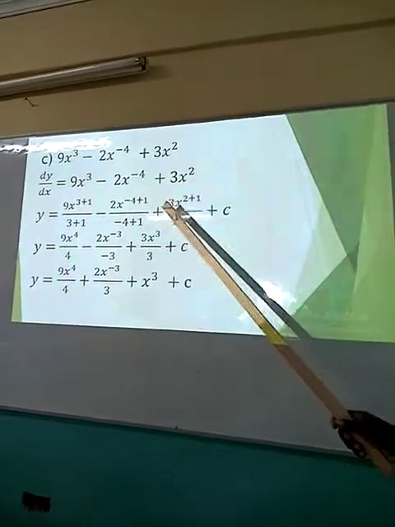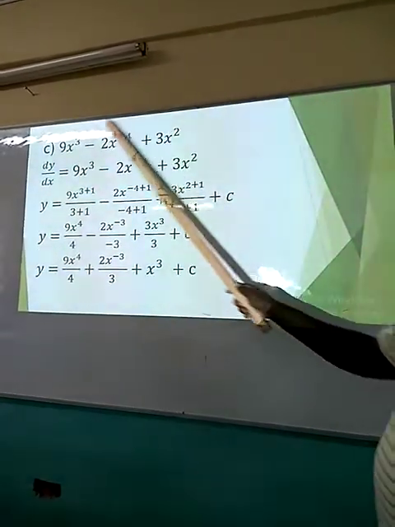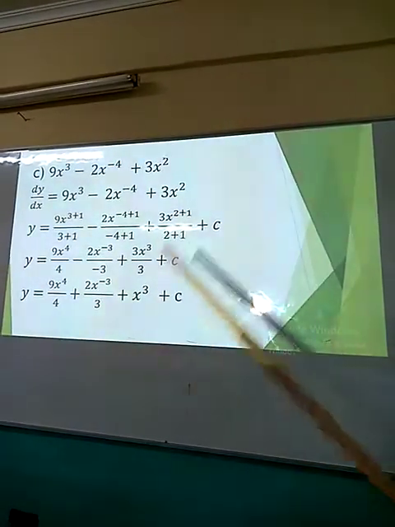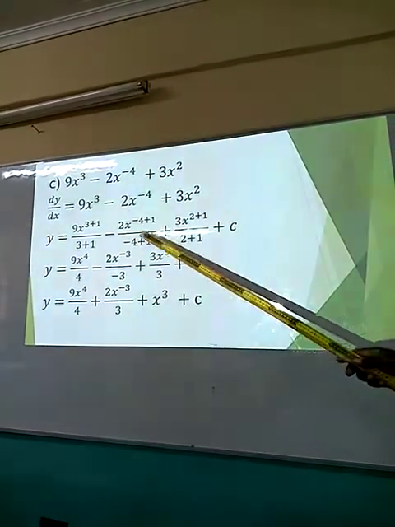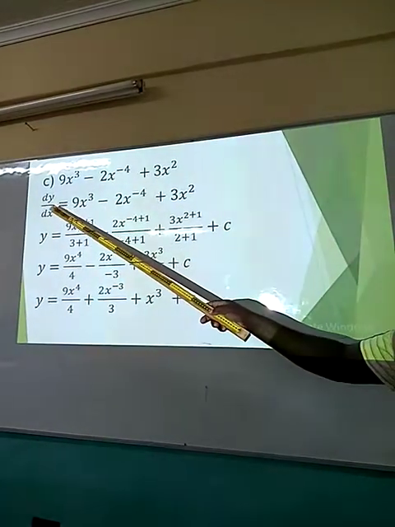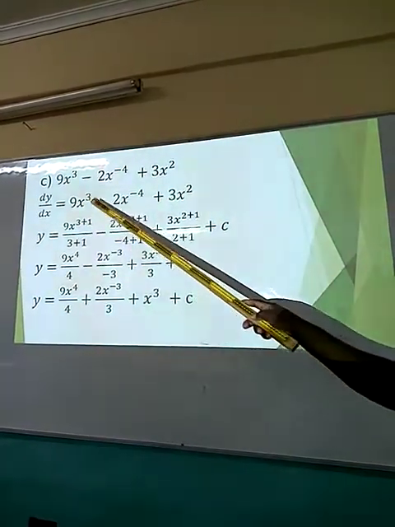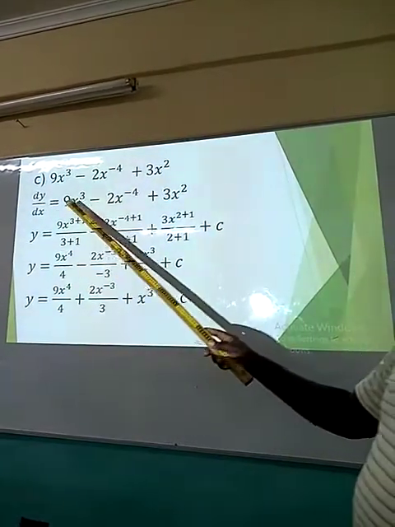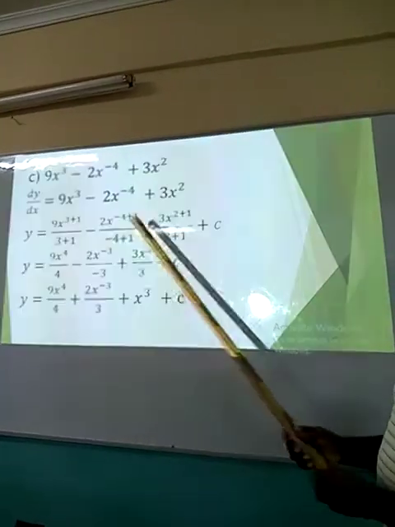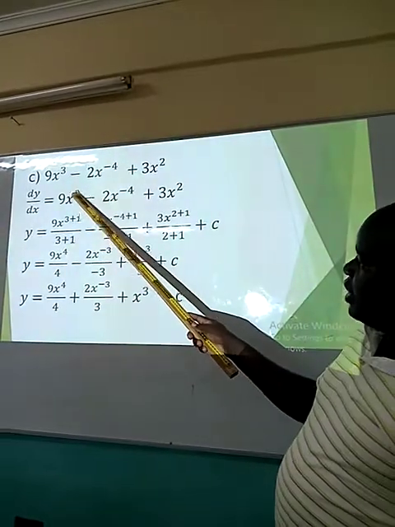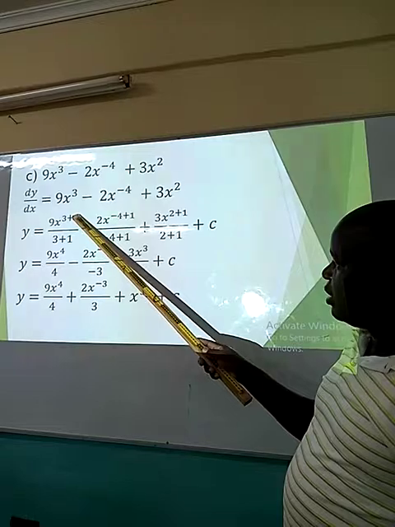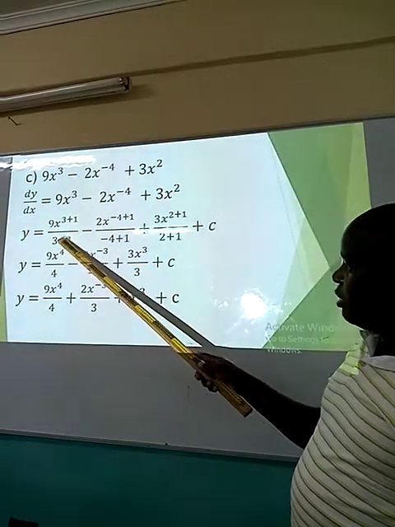So from where did this derived function come? So we integrate each term, and in the process, you can see we start by saying if dy/dx is this, then what is the function y? So for each term, you can see the first term, the power of x is 3, so we add 1 to that 3, so 3 plus 1. Then we divide by that power of 3 plus 1.